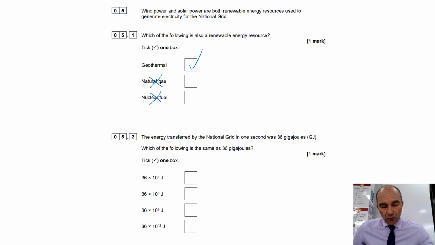Now, if you've got kilojoules, that's 10 to the 3, so that one's going to be incorrect. Mega is a million, so that's 10 to the 6, incorrect. Giga is the next scale up, so it is 36 times 10 to the 9. That's quite a lot of energy.